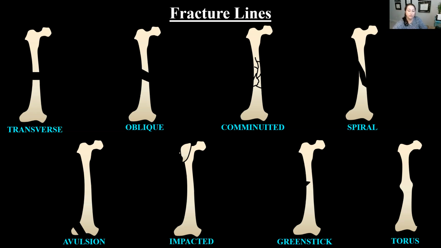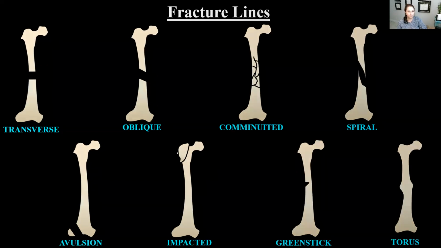Spiral is usually the result of a twisting injury, and that can be indicative of something like child abuse. An avulsion fracture is where a little piece of the bone is pulled off. Impacted, the ice cream is shoved into the cone. Greenstick, if you were to bend a green stick or a new stick on a tree, you'd get kind of a break in one side and a bend in the other. And then a torus or a buckle fracture is very common in kids because their bones are relatively soft still.